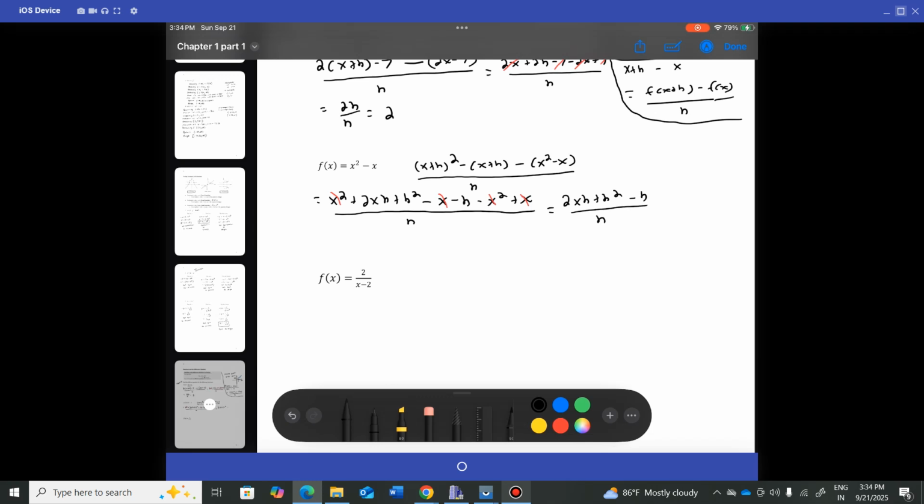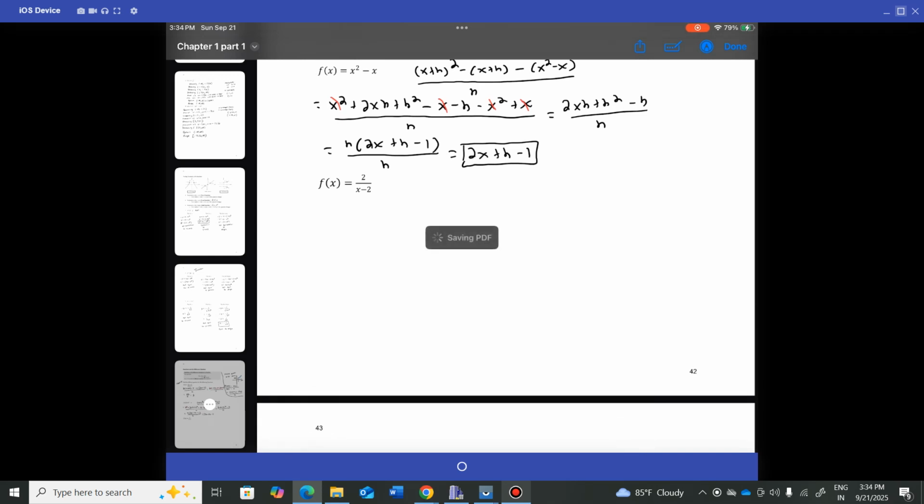This allows us to factor out an h. So factor out an h, I get 2x plus h minus 1. Divide out those h's, I get 2x plus h minus 1. And the calculus part of this would be to let h be 0, and then you have 2x minus 1. But we're going to stop here, the algebra part.